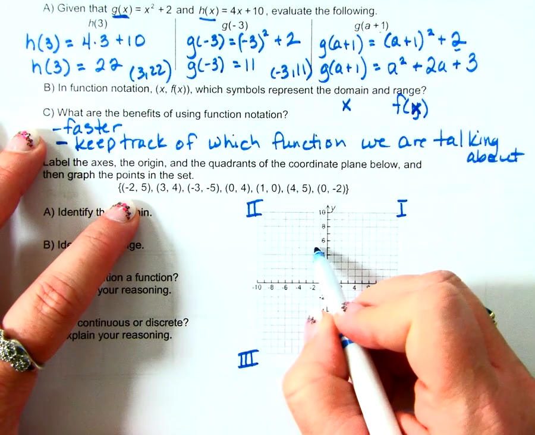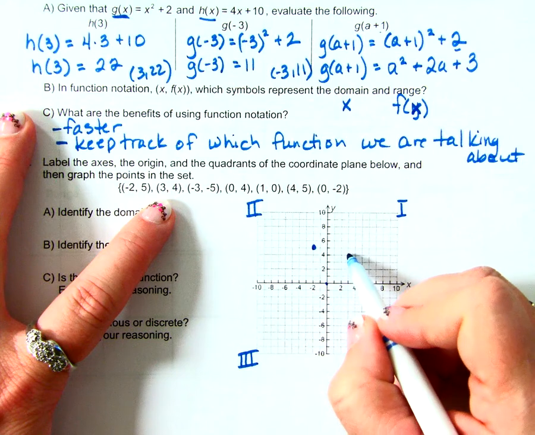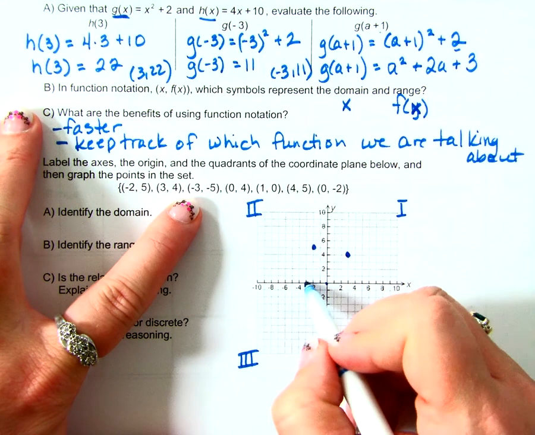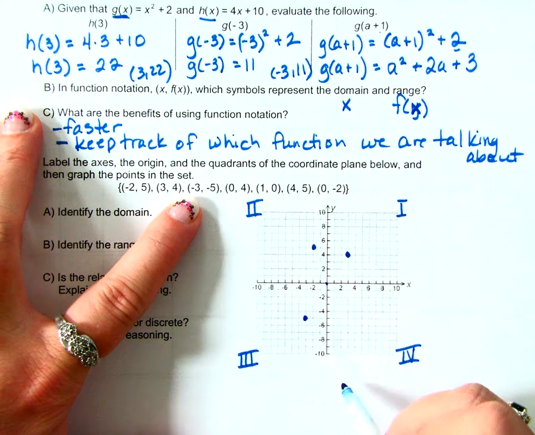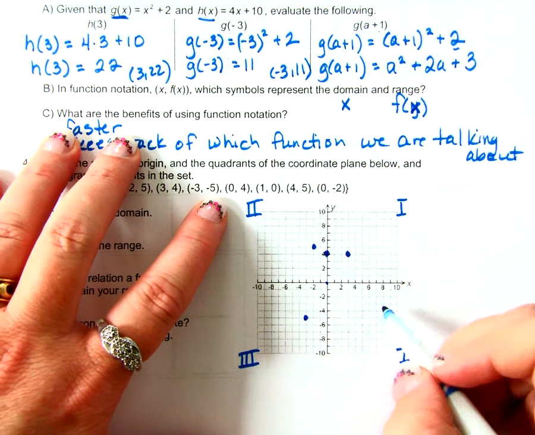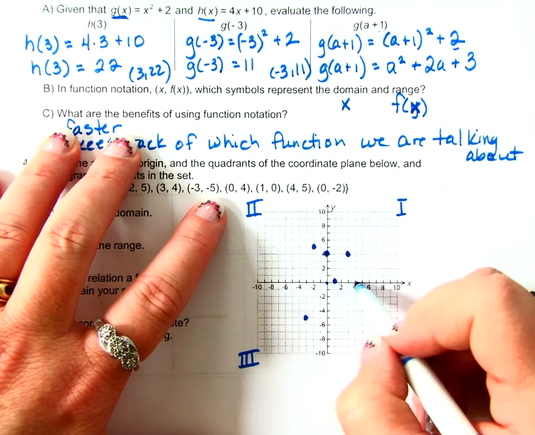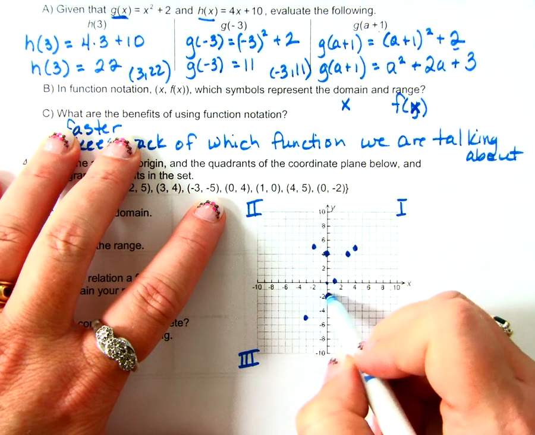Plot the points. -2, 5. 3, 4. -3, -5. Right there. 0, 4. 1, 0. 4, 5. And 0, -2.